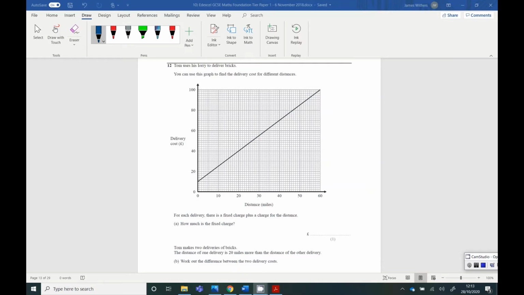Question 12. Part A, how much is the fixed charge? Now, a fixed charge is the amount that you pay regardless of how many miles the lorry has to drive. So if you look at when the distance is 0, you can see there is already a cost there. Now that is halfway between 0 and 20, which is 10. So the fixed charge is £10.